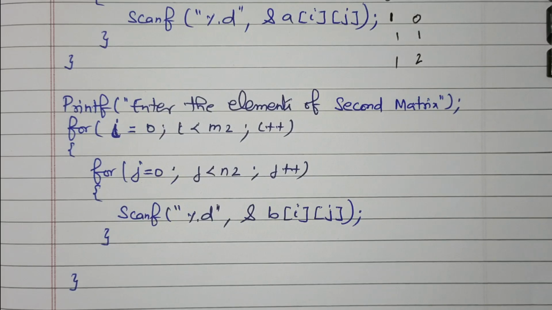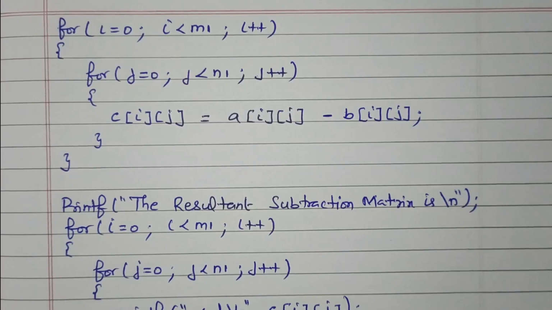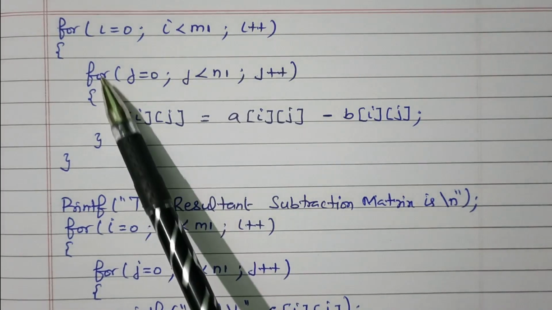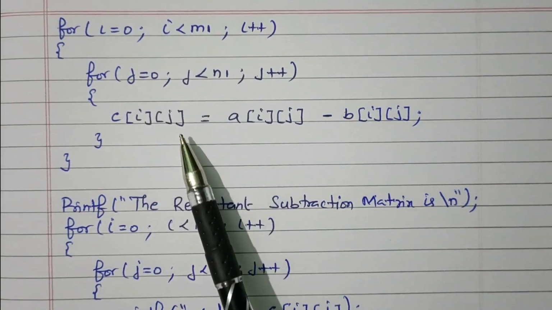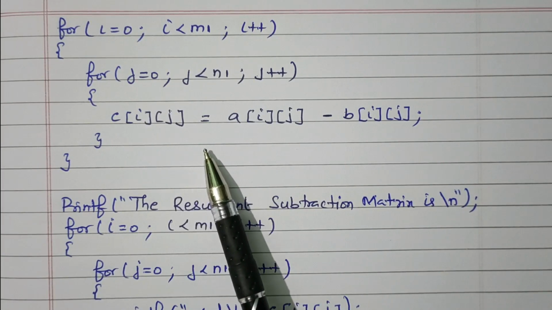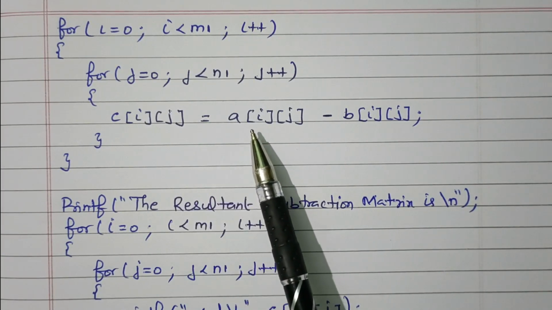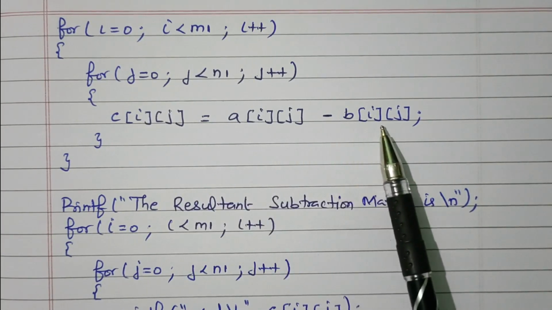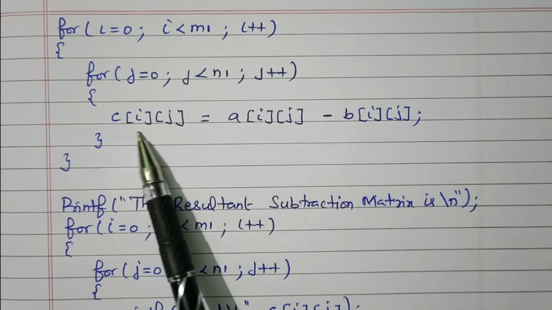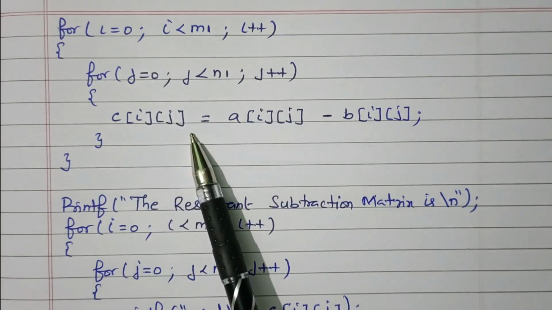Now we need to subtract these matrices. We'll go for the subtraction. For subtraction also we need to open another 2 for loops because the corresponding locations are stored. We need to perform A of 0,0 minus B of 0,0, that should be stored in C of 0,0.